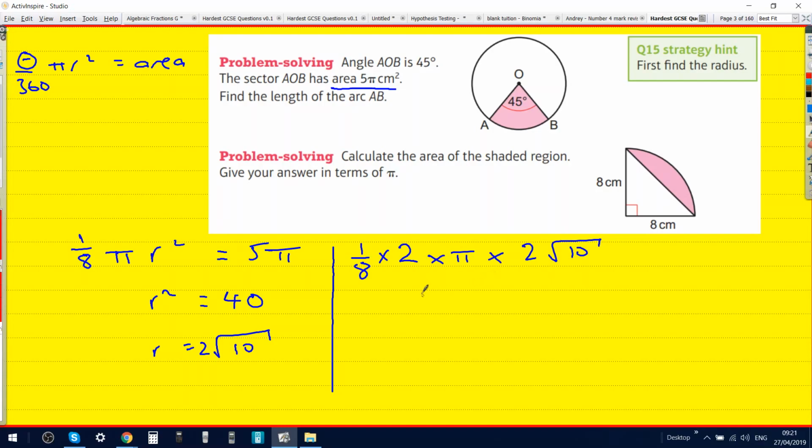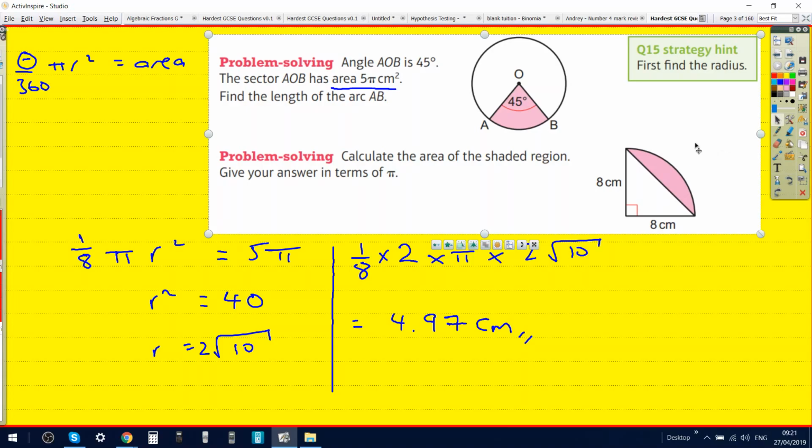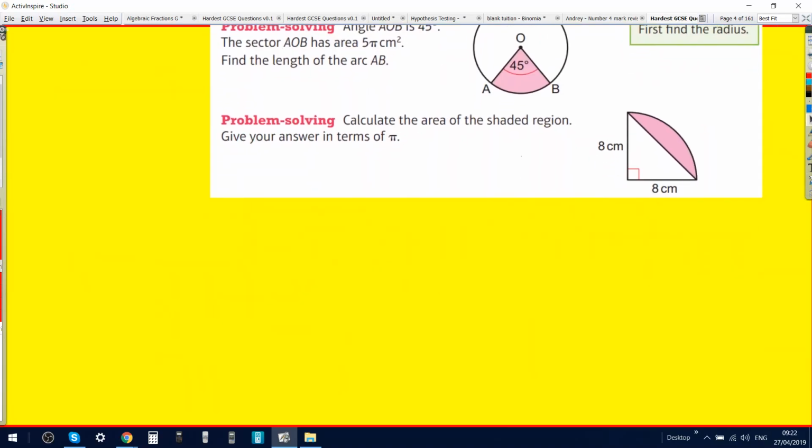And then that is 4.9897, sorry. Centimeters. Okay. So this time they tell you the area. You have to work in reverse to find out what the radius was, and then use that radius to find the arc length by doing 2 pi r times an eighth. Any questions about that? No. Okay. So let's try this next one.